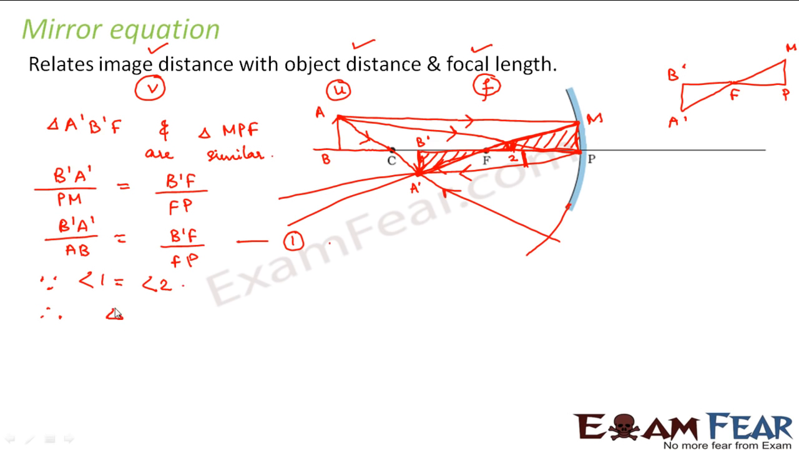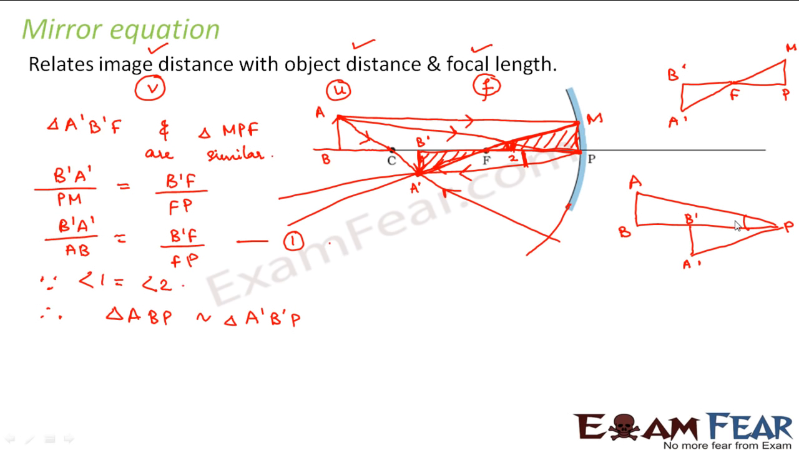Therefore, we can again say that triangle ABP is similar to triangle A dash B dash P. That means this big triangle and this small triangle are again similar. Let me draw these two triangles separately. Let us suppose this is ABP and this is B dash A dash P.